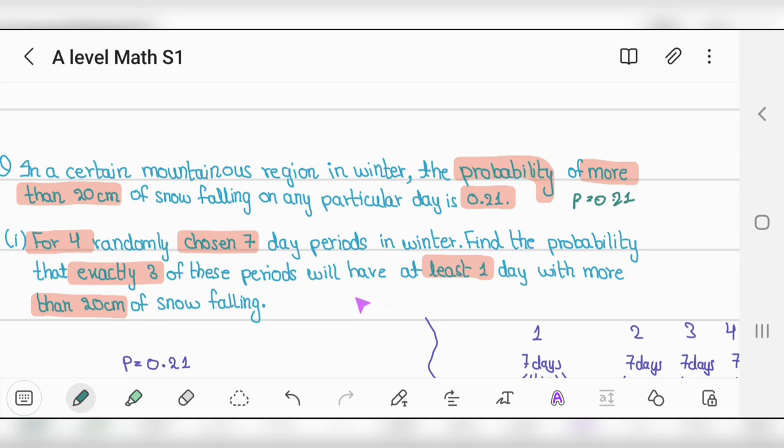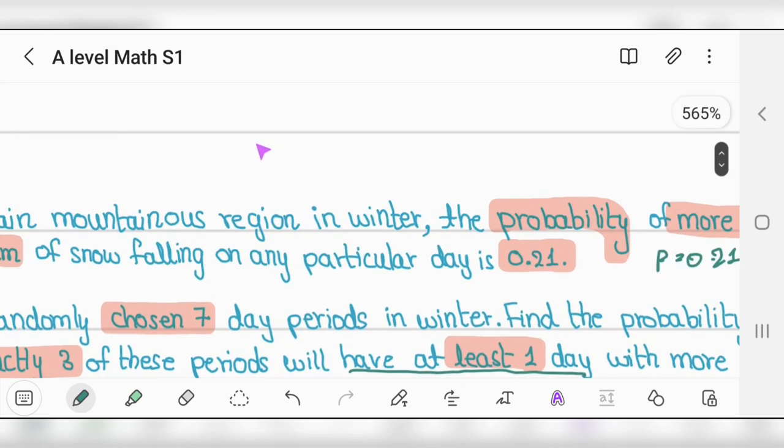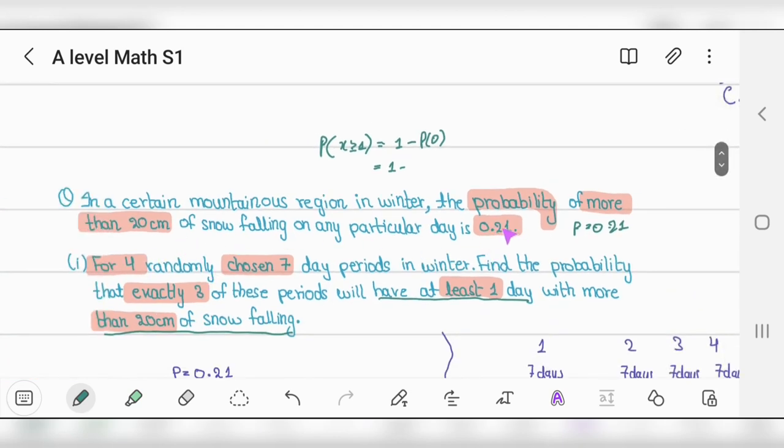Okay, first of all, we're going to find the probability of at least one day with more than 20 centimeters of snow falling. Okay, we're going to find this right now. It says at least one day, which means we need to find the probability of greater than or equal to one. We can write it down like this: 1 minus the probability of 0. So 1 minus, and the probability of more than 20 centimeters of snow falling in any particular day is this. Okay, so we don't know.